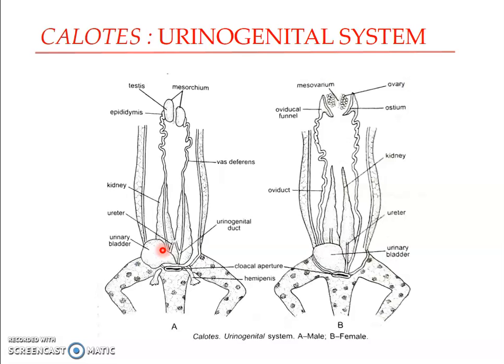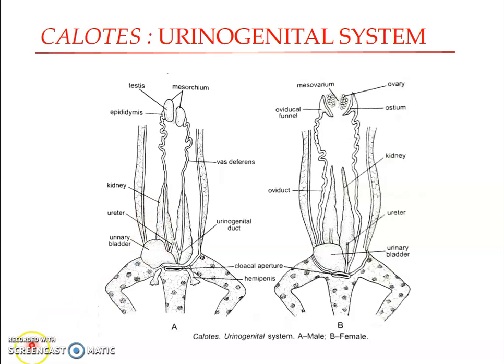Now, the renal tubule enters the medullary region. The renal tubule communicates with the collecting duct, which opens into the ureter. So the renal tubule as well as the collecting tubules are both present in the medullary region. The ureter usually drains off the urine, which is semi-solid in consistency and contains a large amount of uric acid, and hence Calotes is uricotelic in nature. So that is about the excretory system.